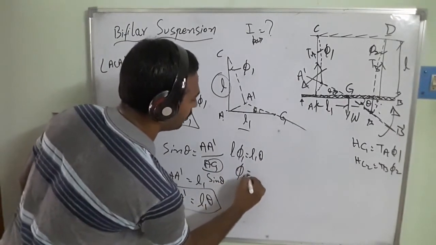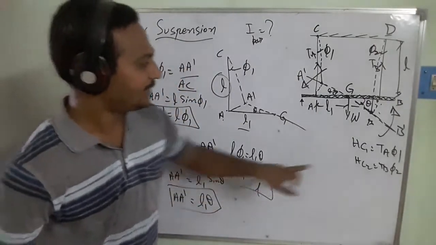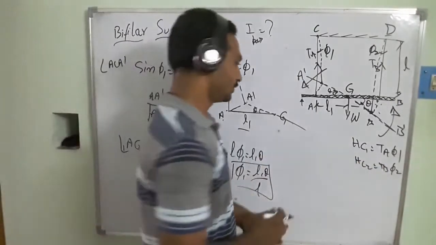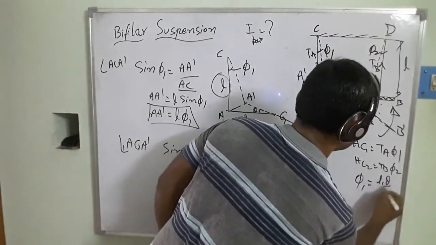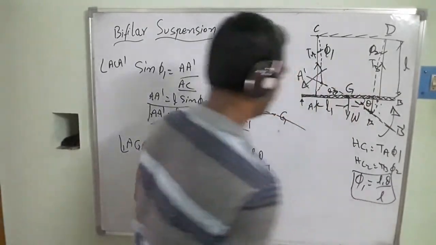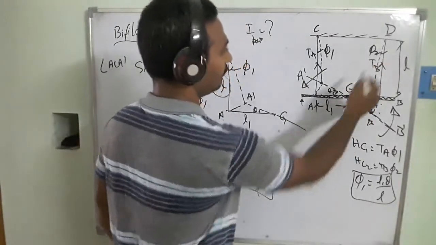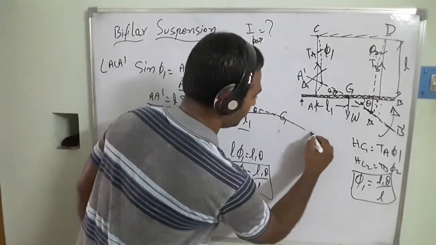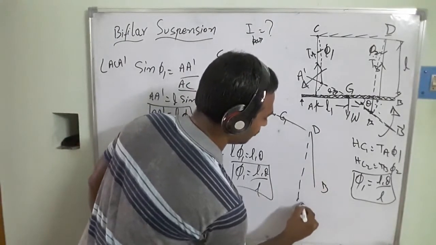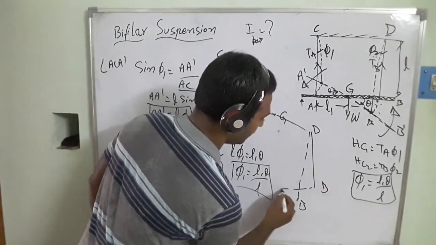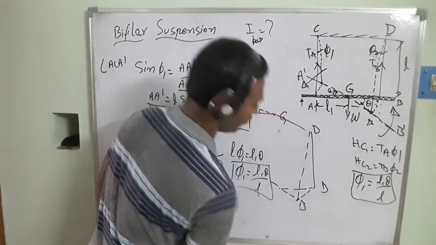Phi 1 is equal to how much? L1 theta by L. So once we get the phi 1, then I am going to substitute it in this equation. So then phi 1 is equal to L1 theta by L. In the same way, what is the phi 2 value? If you take this one, this is going to be the D, and this is the B. This is the new angular position beta dash. Okay, then in this case, it is moving in this direction.